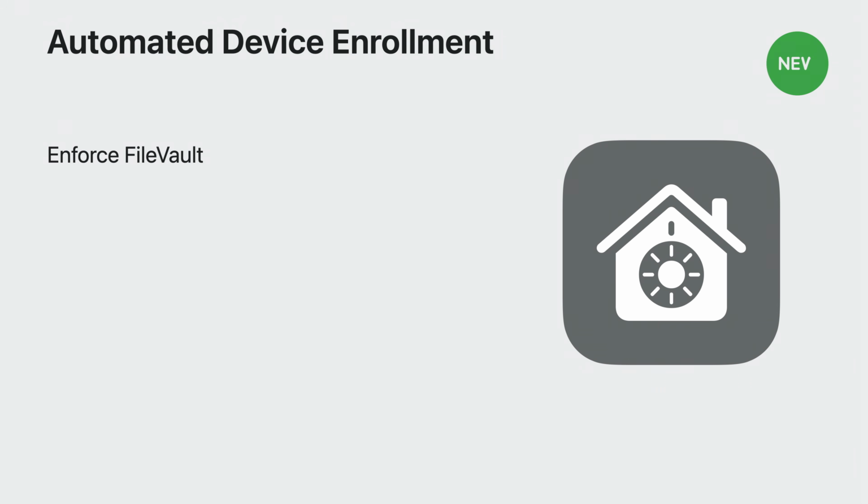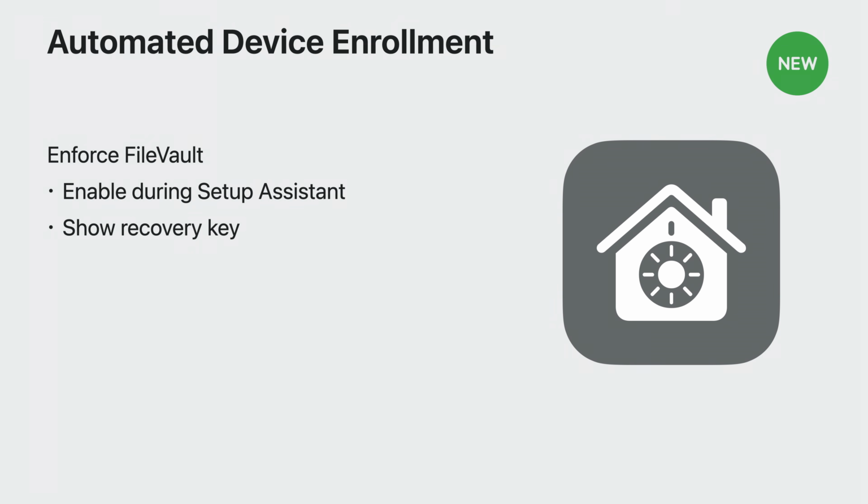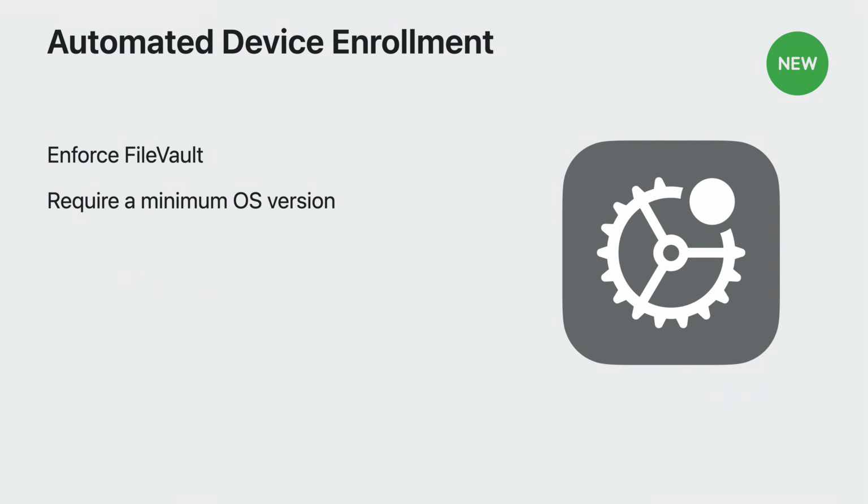Starting with FileVault. macOS 14 allows MDM to require FileVault enablement right during Setup Assistant. IT administrators can choose whether to show FileVault recovery key during Setup Assistant or optionally escrow it to MDM. Additionally, MDM can require the device to be on a specific operating system version in order to enroll. This ensures that devices are on the necessary OS version before being put into production.